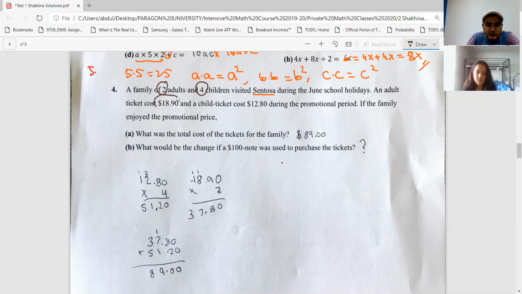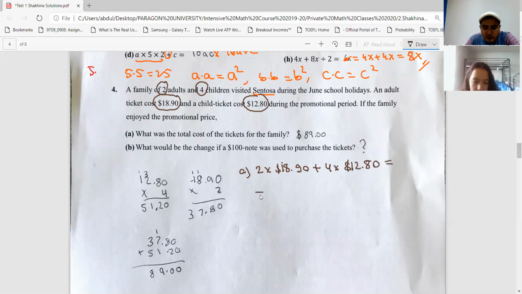Adult ticket is this, right? And child ticket is this. So to find the total cost, you multiply: 2 times 18.90 plus, and you need to write here 4 children, 4 times 12.80. Now you have to calculate, Shahina. First, you just write one single expression. Okay, if you evaluate this, what is it? It is 37.80. Plus, how about this one?